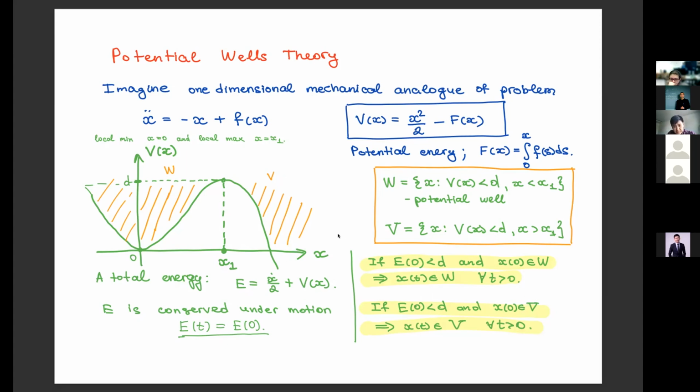And also, if the initial energy is less than D and the initial condition lies in the V. Okay, here is like this V, and this V is a different V. So then for all time, x will lie on this side. So it's kind of some intuition for how to understand the one-dimensional case.